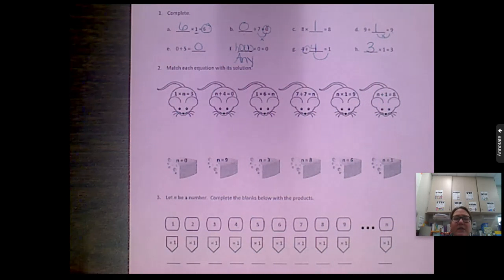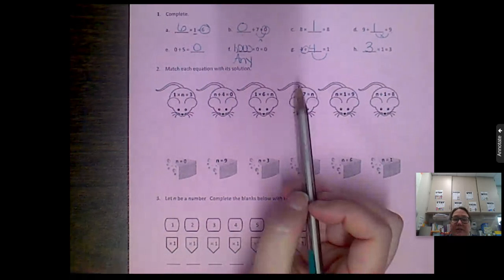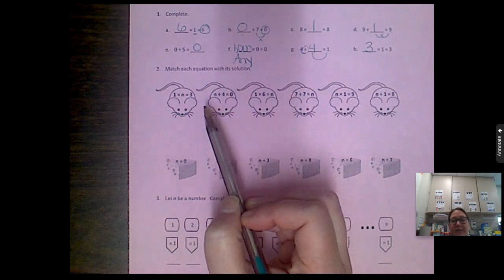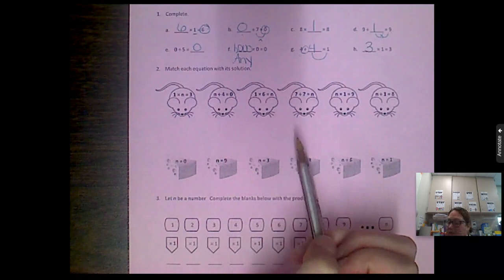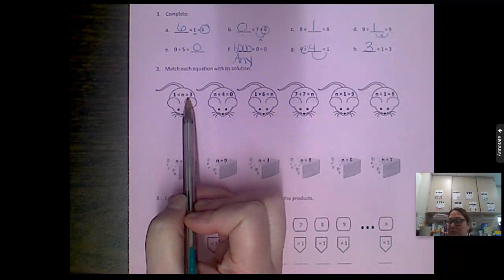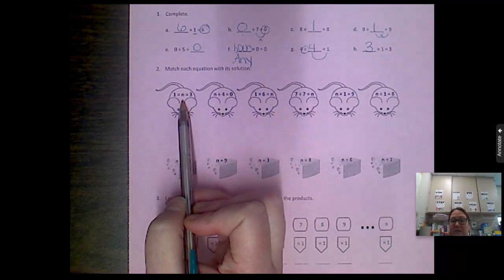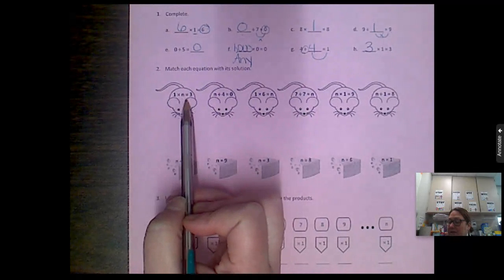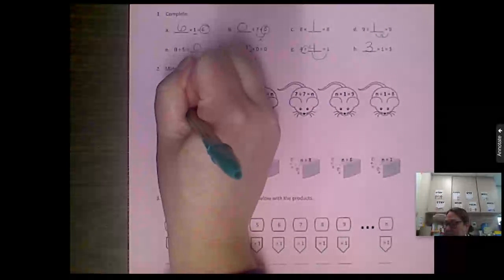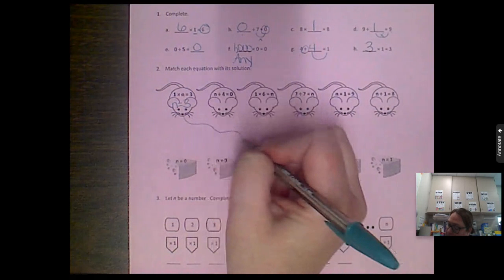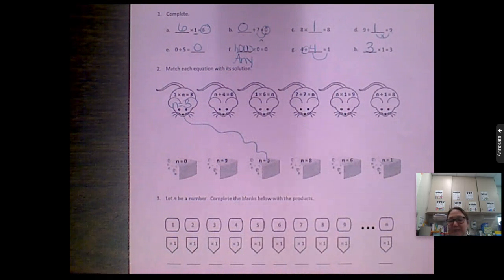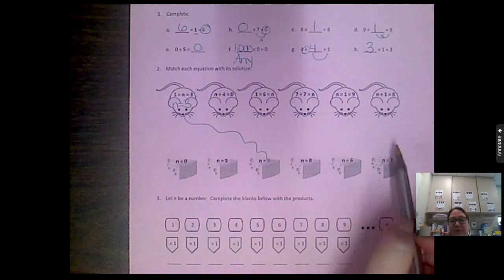All right, look at number 2. We're going to match each equation with its solution. So we're going to look at the equation on each mouse, and we're going to match it to his lunch. Okay, so we have 1 times n equals 3. Well, what would n equal? It would have to be a 3, right? So 1 times 3 equals 3. So n equals 3. And let's find the cheese that says n equals 3. So squeak, squeak, squeak. There we go. Do you want to try the rest of these on your own?